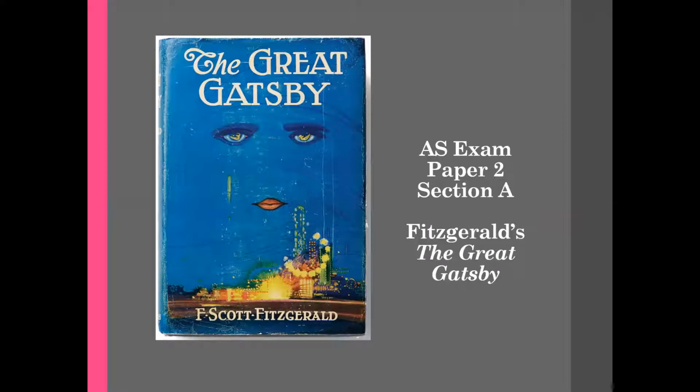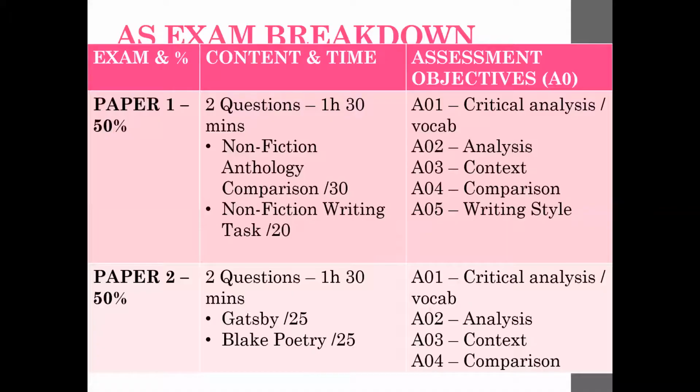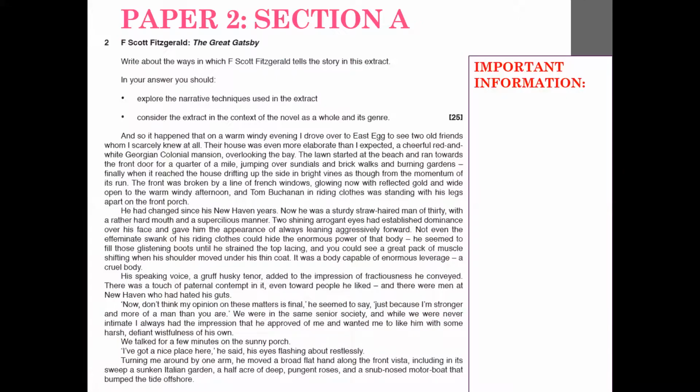This is the AS exam paper 2 section A, looking at Fitzgerald's The Great Gatsby top tips exam video. Just so everybody's aware, for AS there are two papers that are 50% each. They're both an hour and 30 minutes long. Gatsby is worth 25% of your overall grade, and we're looking at AO1, AO2 and AO3 for the mark scheme for the Gatsby exam.